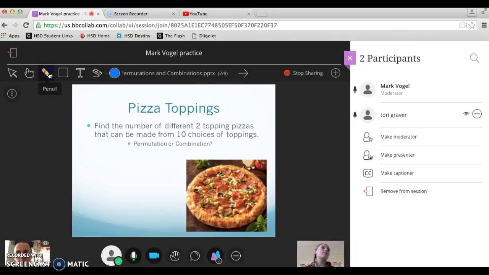Now we're going to do toppings on a pizza. First off, if you're going to choose 2 toppings, doesn't matter which order you pick them in. No, so this one's going to be a... Good.